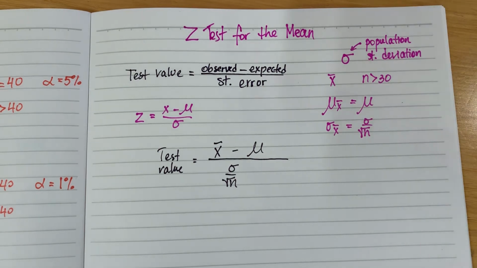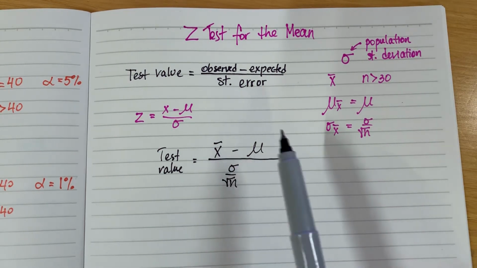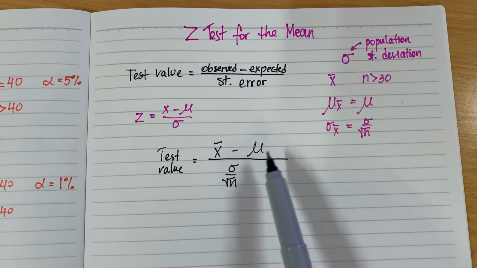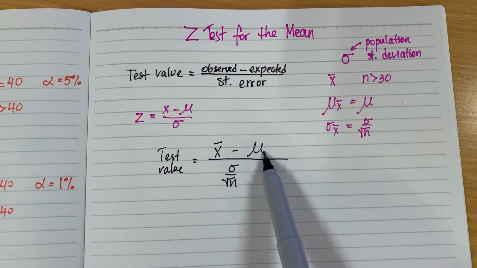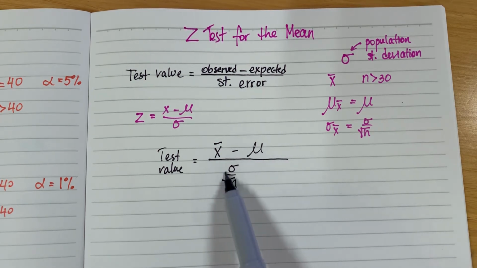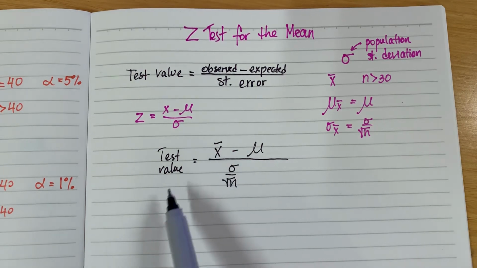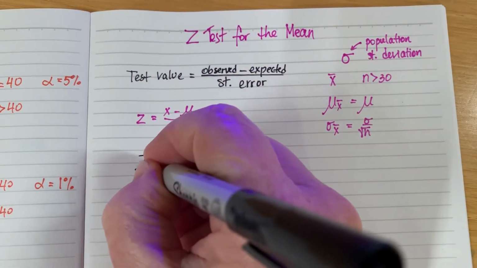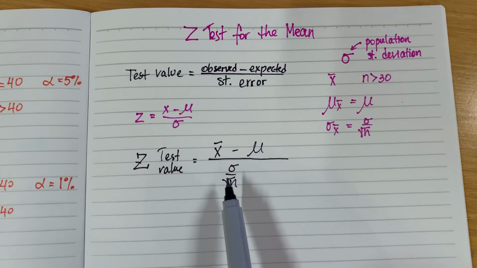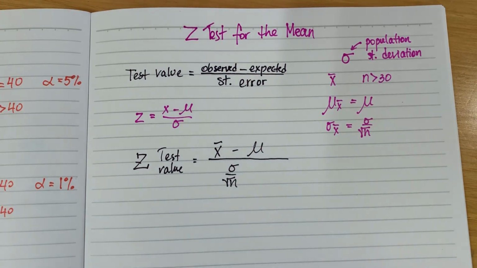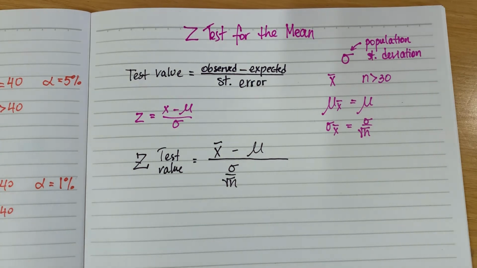Essentially, this is my sample mean. This is the hypothesized population mean, which comes from the null hypothesis. This is the population standard deviation. And again, I can only use this z-test if I know the population standard deviation. I'll remind you from the previous chapter that if we do not have it, then you will have to go to the t-test.